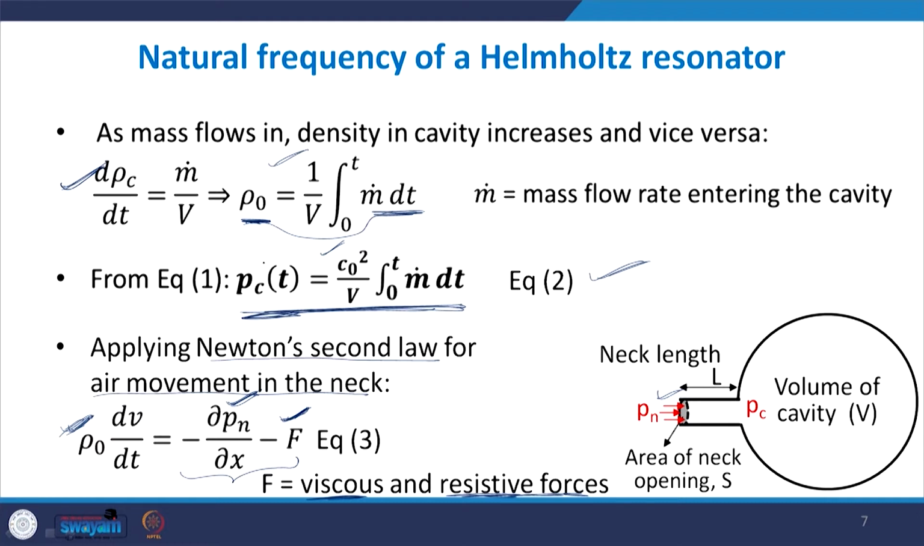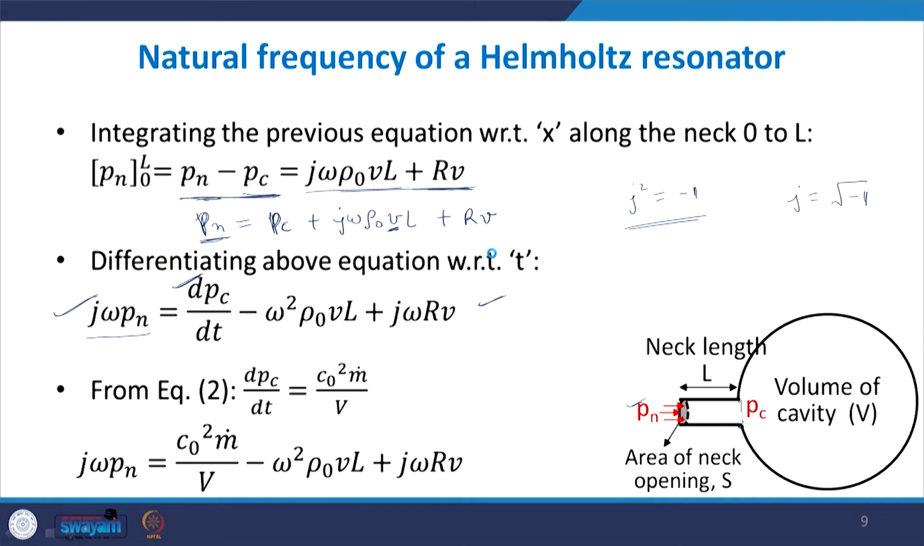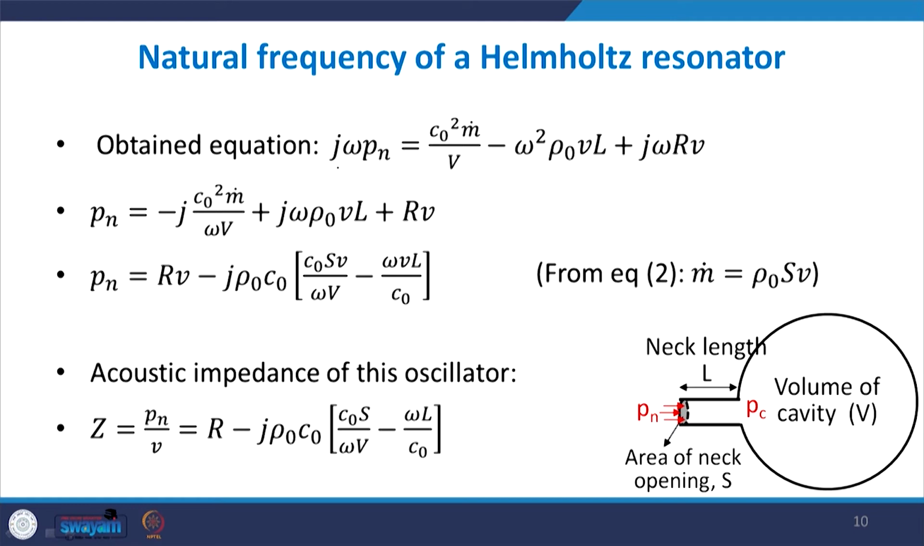So, now if we differentiate it with respect to time, this is a constant with respect to time, this is a constant with respect to time. So, only this expression is differentiated. The integral, when differentiated, the integral sign will go off. So, we will get this expression from equation 2, C naught square m dot by V. So, again this expression becomes C naught square m dot by V plus this minus this plus this. So, this is the final form of equation we are getting.